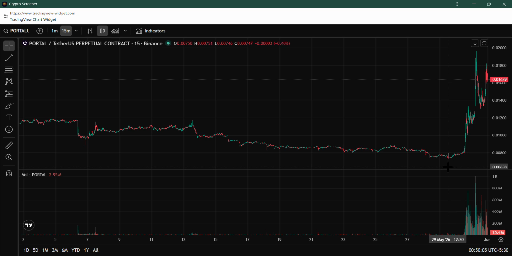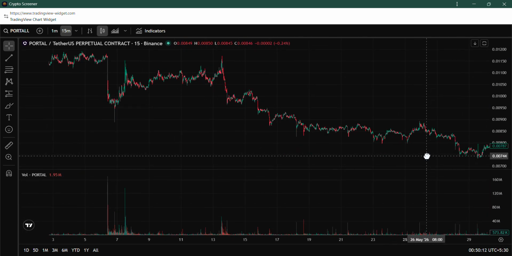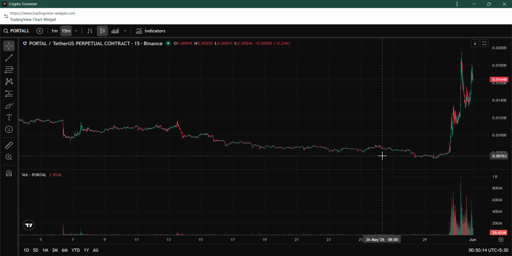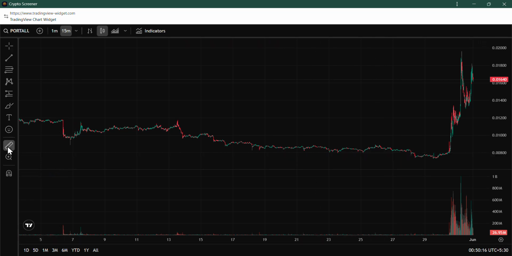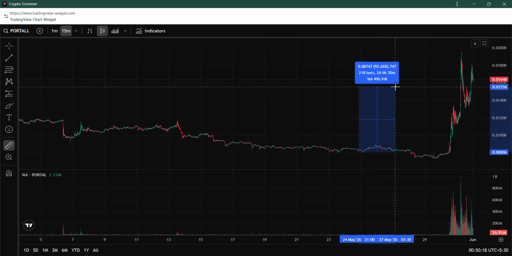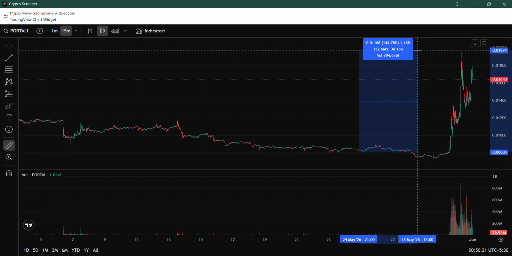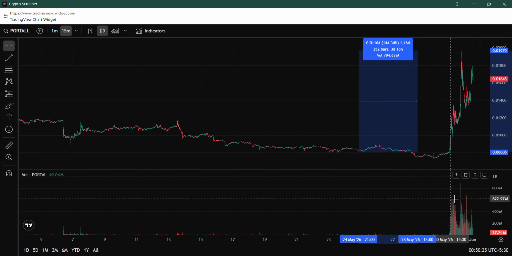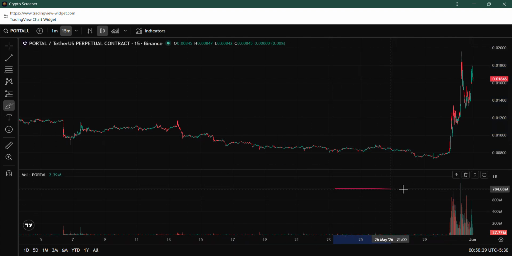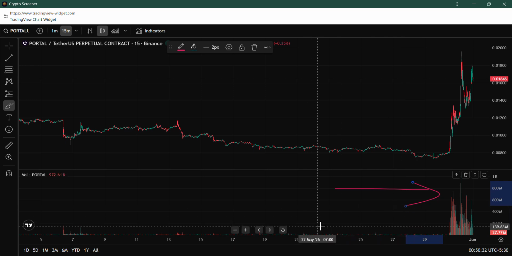And as I explained earlier in my video, here you can see in the 15-minute chart a big price movement. If we measure that, it is up to more than 140%. So what is the reason behind that movement? Here you can see this is volume. So from volume the price moved upside.